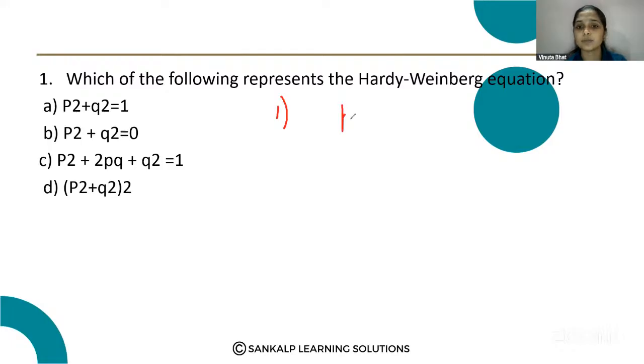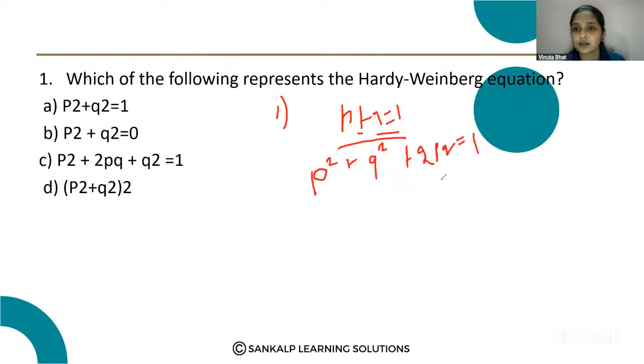So here they'll take P plus Q equal to 1. Here P and Q represent the allelic frequencies. So the final equation will be P square plus Q square plus 2PQ, that is equal to 1. This is called the Hardy-Weinberg equation. Option C is the correct answer.